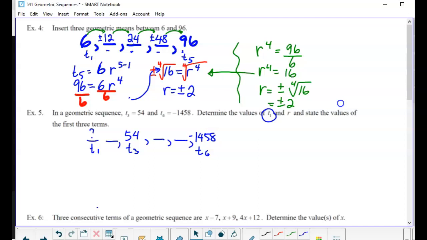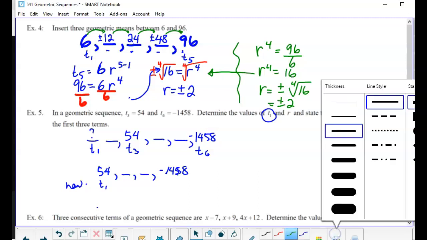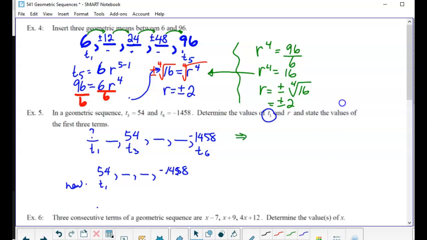So what you could do is change it and just think about, okay, 54, 2 geometric means in between, and basically consider this your first term of your new sequence, okay, to get your common ratio. Or you can use that green method, right, and take a look here, 1, 2, 3. So r cubed is equal to negative 1,458 divided by 54.